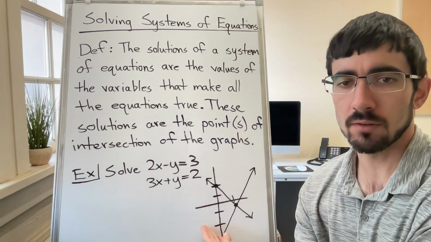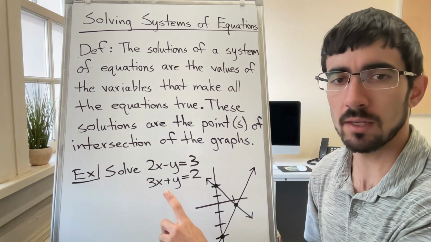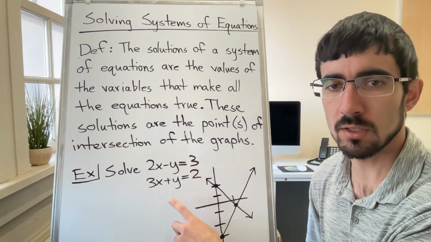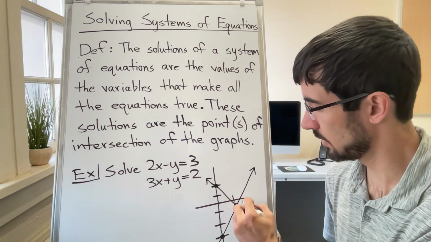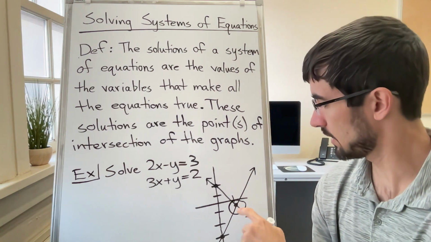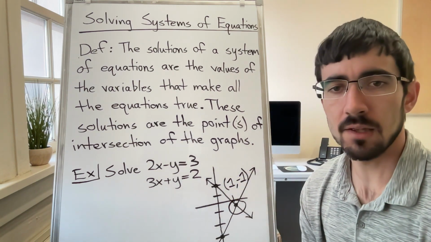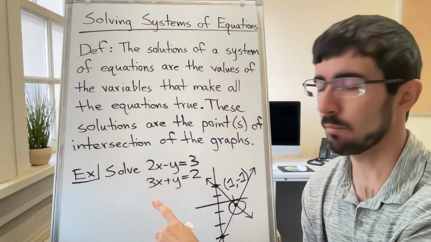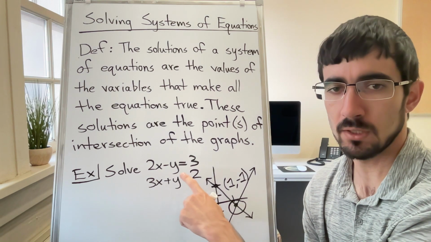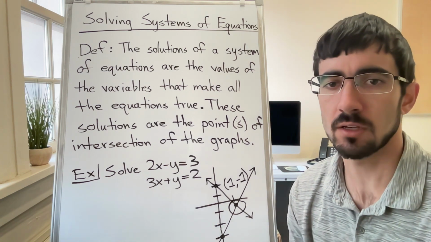I could graph those lines. Here's a sketch of the graph of those lines. The solution that I'm looking for, the x and y value that I'm looking for when I search for values that make both of these equations true, correspond to this point of intersection of the graphs. These lines cross in exactly one place. That x and y value is 1, -1. And that is the solution to this system of equations. If I plug in 1 for x and -1 for y, both of these equations will be true or consistent. So the solutions are the same as the point of intersection of the graphs.